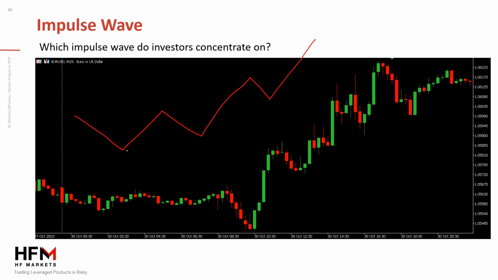So which impulse wave is the most beneficial to be traded? The second impulse wave theory states that this second impulse wave is the most beneficial for traders. Why? Because the issue with this first wave, ladies and gentlemen, is that it's the first impulse wave. So before that, there was a completely different trend. It's the first time the price is moving and forming in that direction.